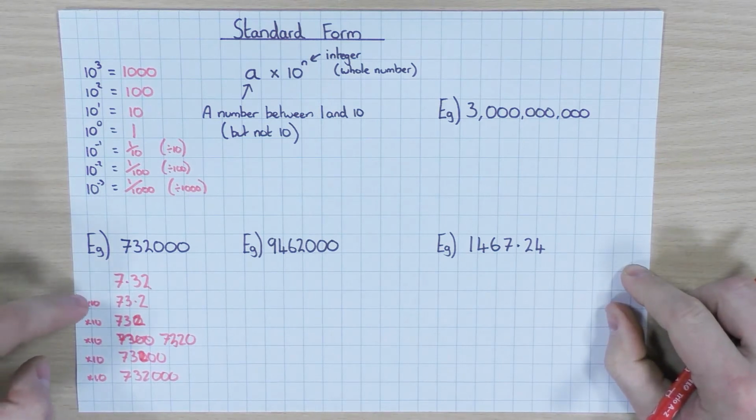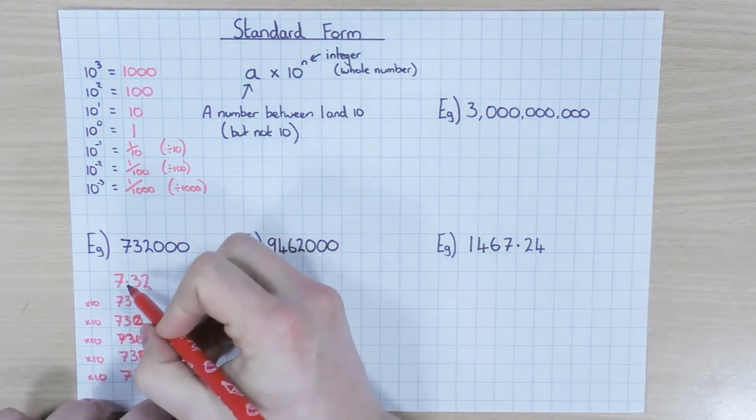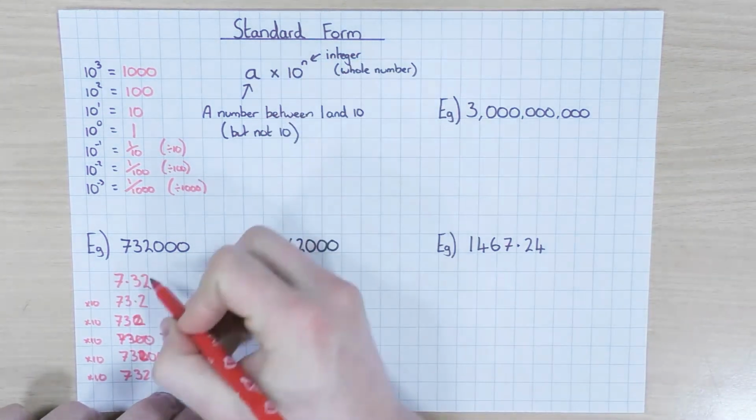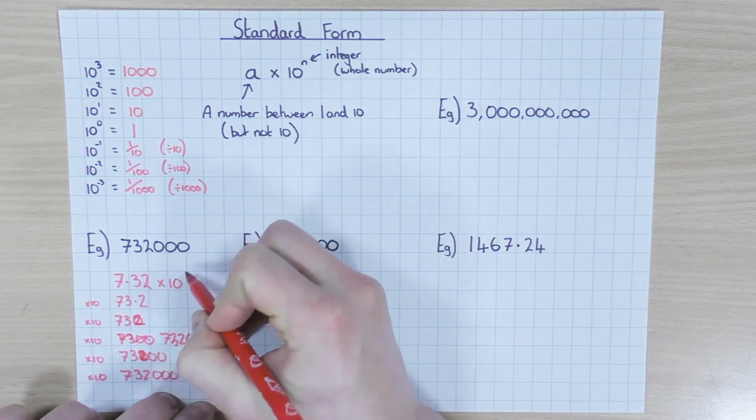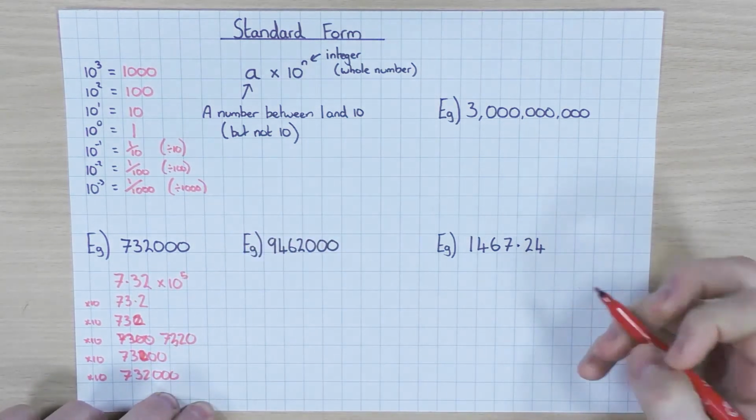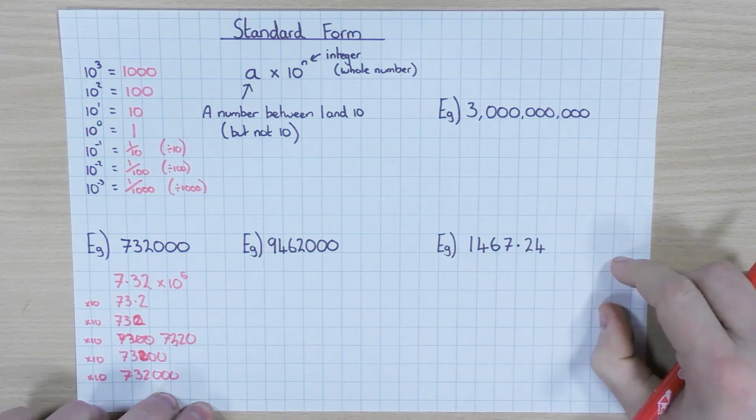So how many times have I timesed by 10? I've done it once, so 1, 2, 3, 4, 5. I've timesed by 10 5 times. So that's why when I have my A here, I times by 10 to the power of 5, because that's what I've done. I've timesed it by 10 5 times.